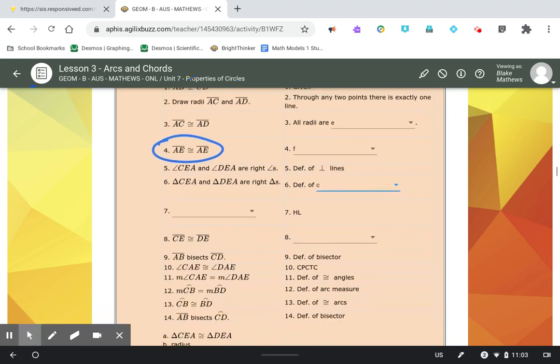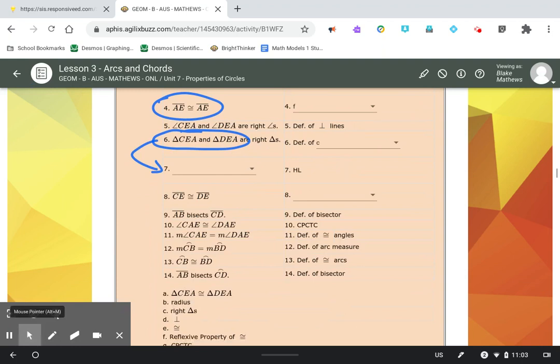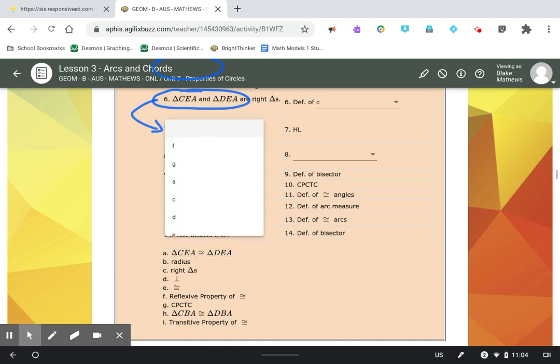HL is a congruence theorem. So we know we're proving that two triangles are congruent. I tell you right now, it's going to be the triangles we proved from the previous one. So we should be looking for that statement that has those two triangles. All right, CEA and DEA, there it is. It's the same exact two triangles from here. So that should be obvious. That's going to be our answer, A.